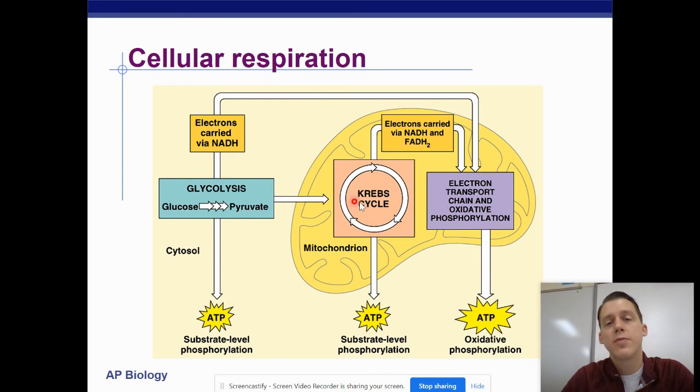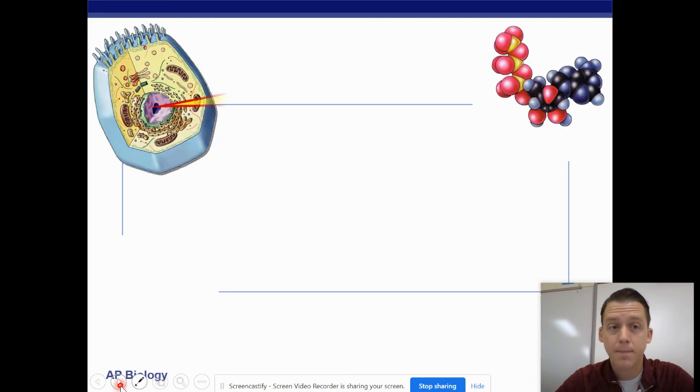The pyruvate traveled into the mitochondria where it started the Krebs cycle. The Krebs cycle made a little bit of ATP, again through substrate level phosphorylation, and it made a lot of NADH and FADH2. The NADH and FADH2 electron carriers went to the electron transport chain, and the ETC is going to make a lot of ATP through the process of oxidative phosphorylation. So that is what we're going to learn about today.